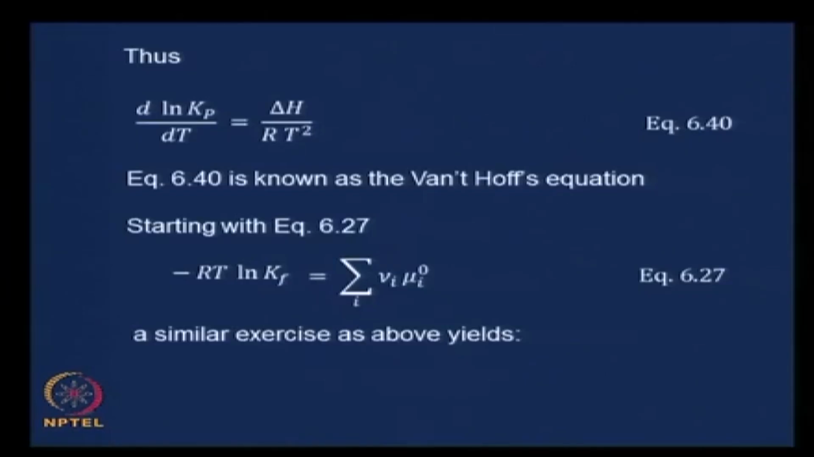Okay. The relationship that we are looking for, you can check whether you got the same, is d ln Kf by dT equals again delta H by RT squared. Just check whether you got that. Okay. Now, let us call this equation 641.